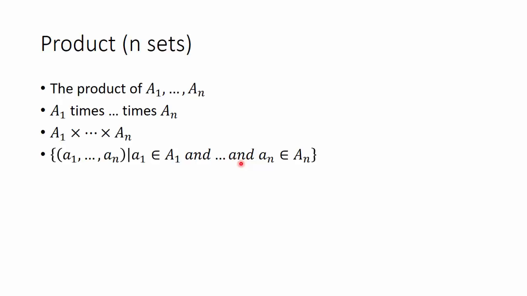We could also take the product of n sets, n being some natural number. So we could have the product of sets A1, A2, A3 all the way up to An. We can write that as A1 times A2 times A3 times so on up to An. We'd also write that in symbolic notation like this. Or we could also write the set as the set of all ordered n tuples a1 through an such that a1 is in A1 and a2 is in A2 and a3 is in A3 and so on all the way up to an is in An.